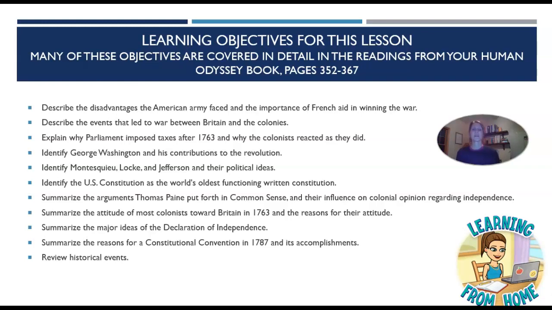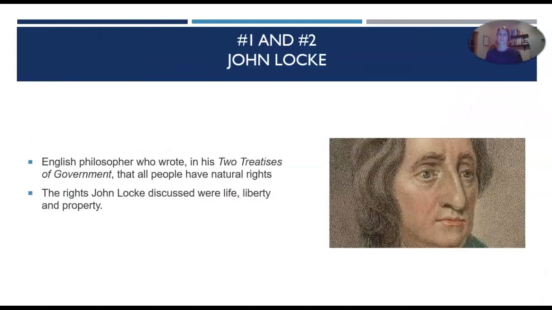Identify the U.S. Constitution as the world's oldest functioning written constitution. Summarize the arguments Thomas Paine put forth in Common Sense and their influence on colonial opinion regarding independence. Summarize the attitude of most colonists towards Britain in 1763 and the reasons for their attitude. Summarize the major ideas of the Declaration of Independence. Summarize the reasons for a constitutional convention in 1787 and its accomplishments, and review historical events.